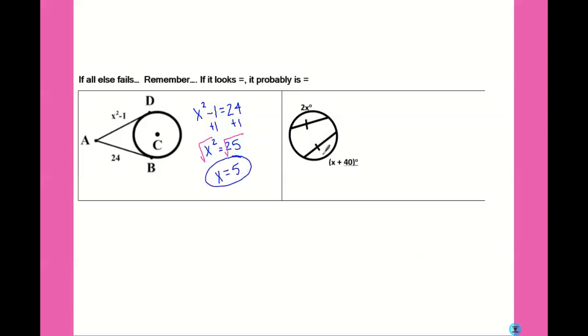Here, if the chords are equal, the arcs are equal. So 2x equals x plus 40. Subtract x. X equals 40.